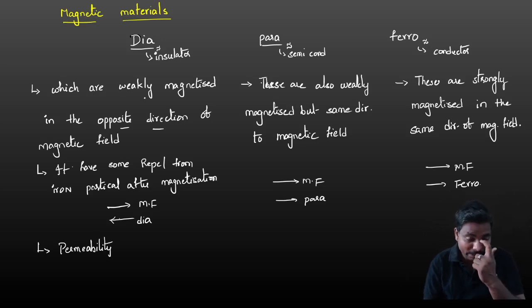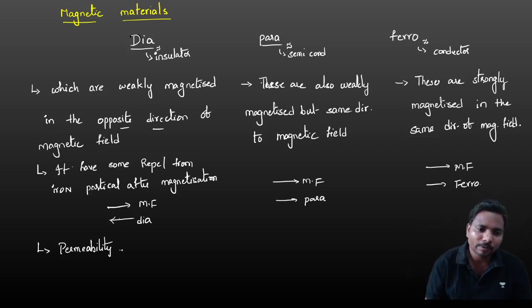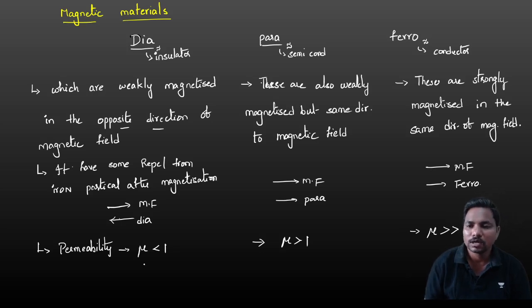Here weakly magnetized means it allows very little amount of flux only. It permits very little, that means the permeability value is less than 1. And in case of para, it is also weakly magnetized but more than dia, so permeability is just greater than 1. In ferromagnetic materials, they are strongly magnetized, meaning they allow a very high amount of flux through them, so permeability is very much greater than 1. So these permeability values are very important.